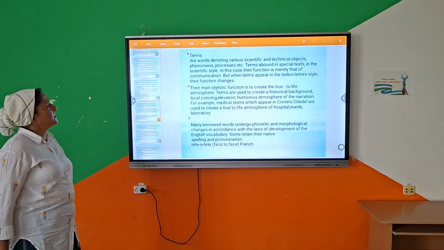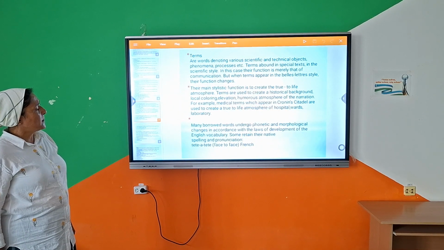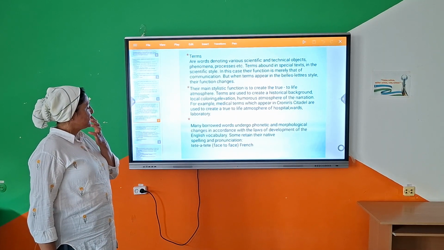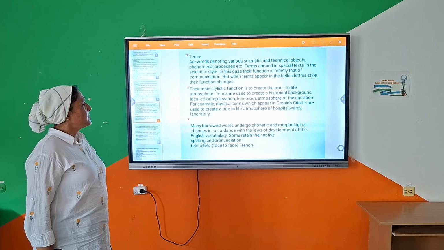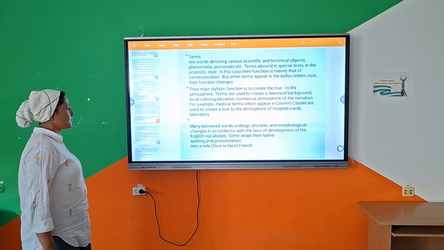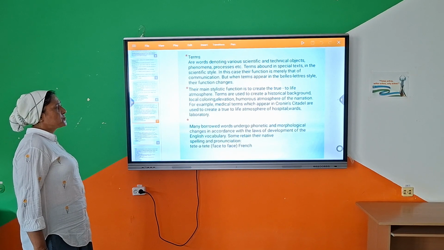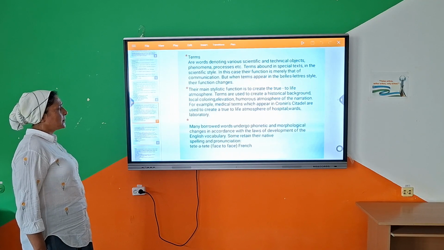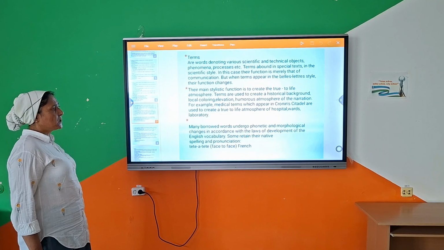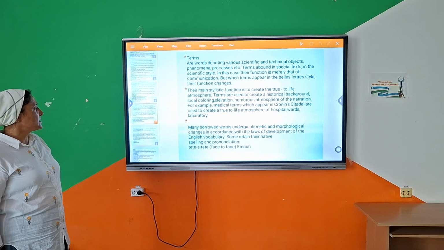Next is about terms. Terms are words denoting various scientific and technical objects, phenomena, processes, etc. Terms abound in special texts in the scientific style. In this case, their function is merely that of communication, but when terms appear in the belles-lettres style, their function changes. Their main stylistic function is to create a true-to-life atmosphere. Terms are used to create a historical background, local coloring, elevation, or humorous atmosphere of the narration. For example, medical terms which appear in Cronin's Citadel are used to create a true-to-life atmosphere of hospital, wards, and laboratory.